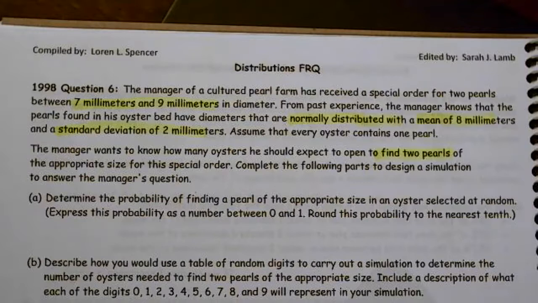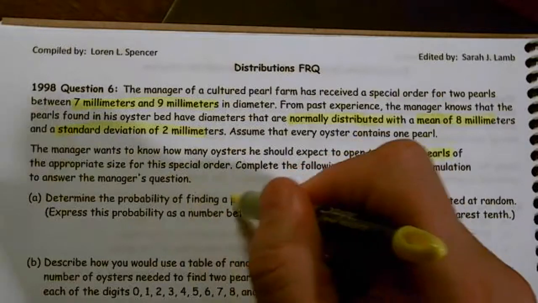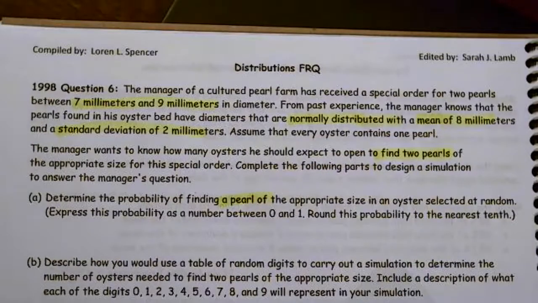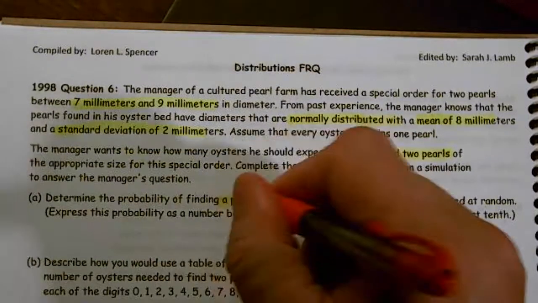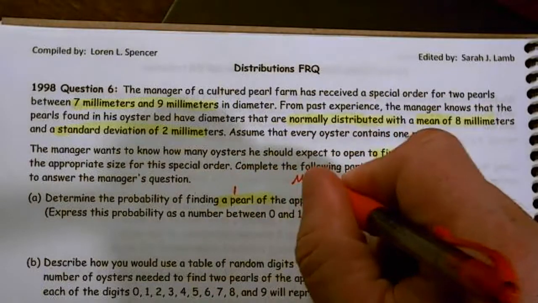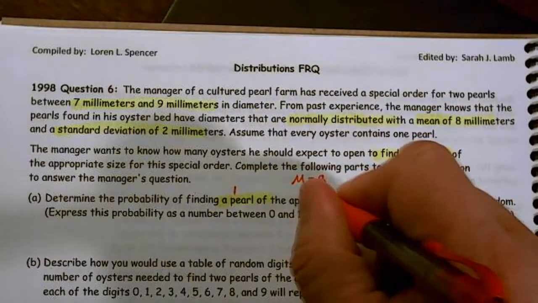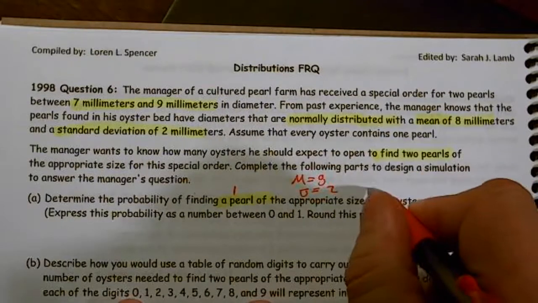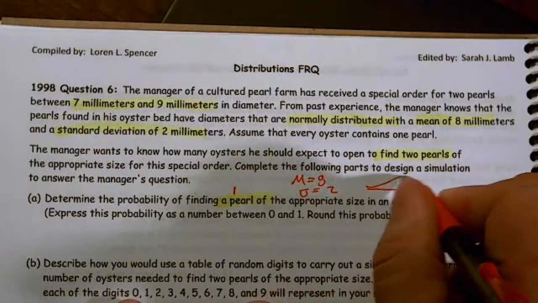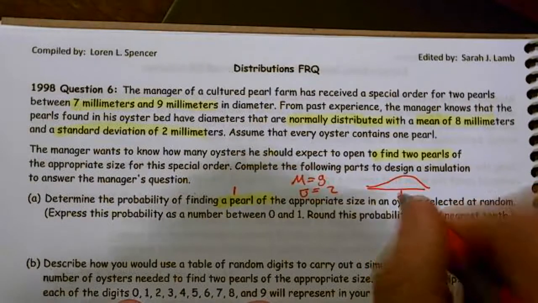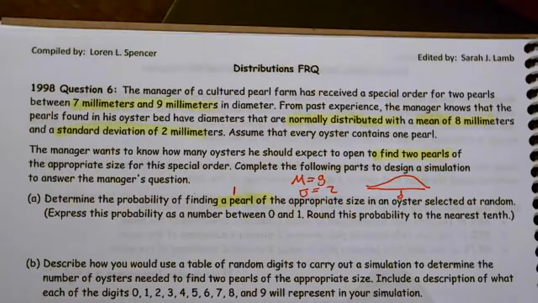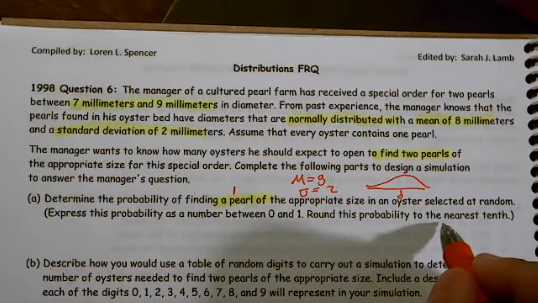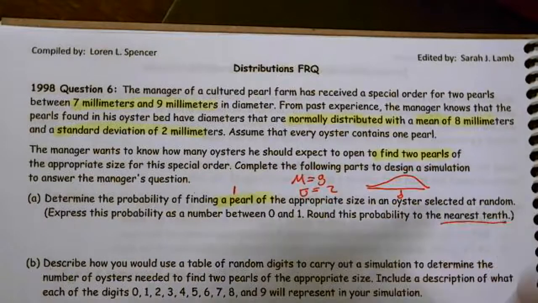All right. So to determine the probability of finding a pearl, notice that although we're looking for 2, we're saying a pearl, so this is 1. They've told us the mean for pearls was 8 and the standard deviation is 2, and they told us they're normally distributed. They want us to find the probability of finding one of appropriate size. One of appropriate size means we have a mean of 8, and we're looking between 7 and 9. They also tell us, which is a little bit odd, to round our probability to the nearest tenth.